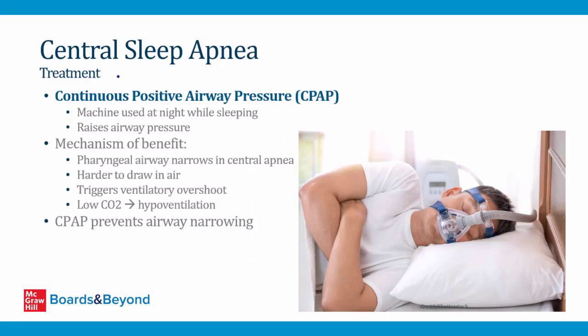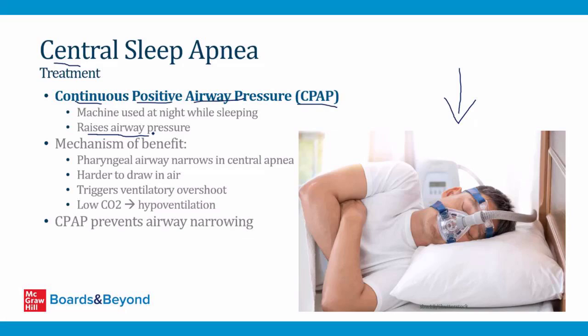So later, when we talk about obstructive sleep apnea, we'll talk about a number of different treatment options for that condition. But for central sleep apnea, there's really only one major form of treatment, and that's a CPAP machine. So CPAP stands for continuous positive airway pressure. It's a machine the patient uses at night. This is a picture of a man on a CPAP machine here on the slide. And the machine basically delivers higher pressure air into the lungs, so it raises the airway pressure.